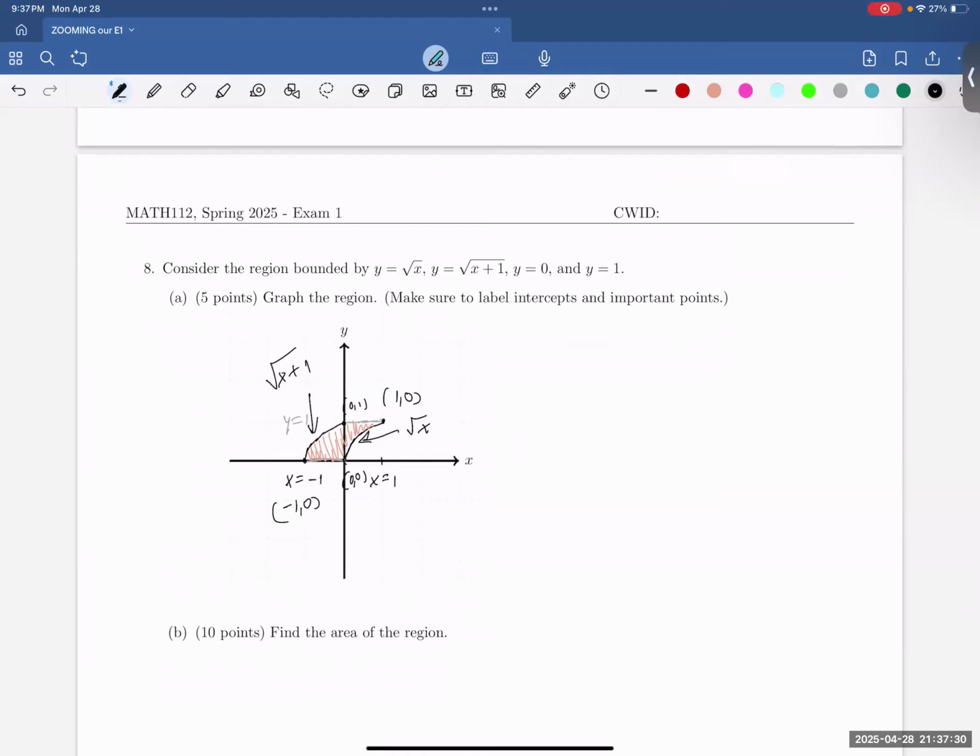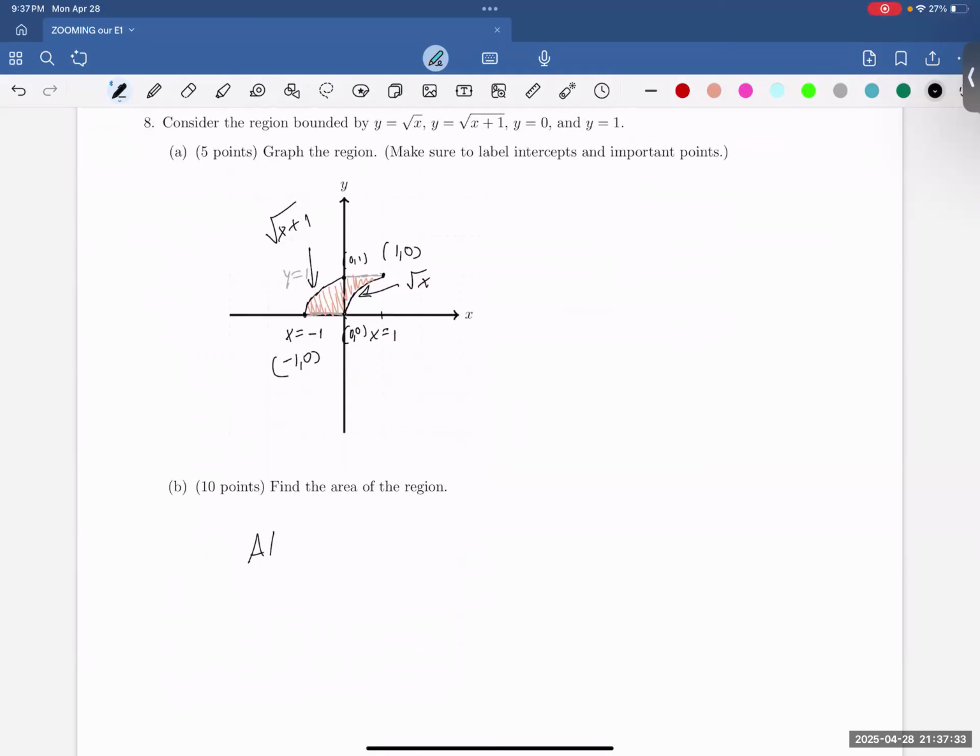Okay. All right, area of the region. Here, just let me write area. Y from 0 to 1, and that's right graph minus left. Right is root x minus left is root x plus 1. But we need to write this in terms of y. Root x, so y equals root x is y squared.